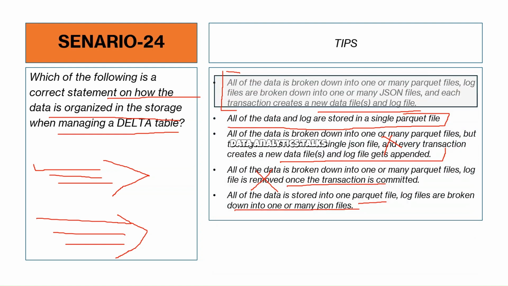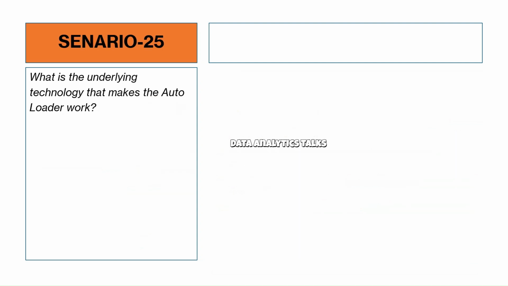So the answer is all of the data is broken down into one or many Parquet files. Log files are also broken down into one or many JSON files. Each transaction creates a new data file and log files.